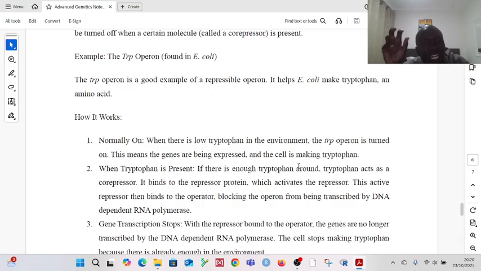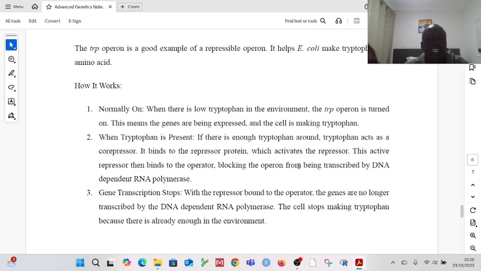Once the repressor has bound to the operator, it blocks the operon from being read or transcribed by the RNA polymerase. Once the repressor binds to the operator, the RNA polymerase cannot read the DNA sequence. So by doing that, it cannot transcribe it. So it means the gene transcription has stopped. So with the repressor bound to the operator, the genes can no longer be transcribed.